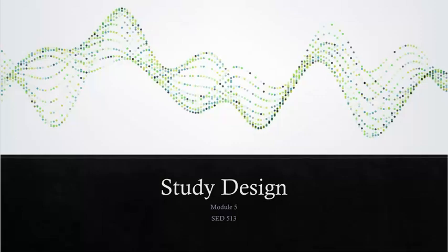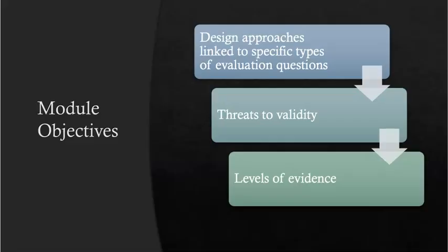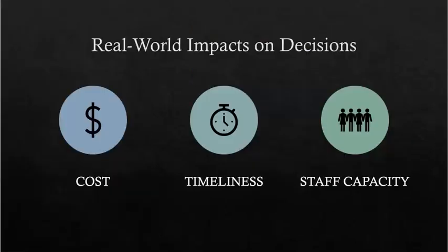After this module, you will be able to list out a variety of design approaches and how they are linked to specific types of questions, identify potential threats to the validity of your evaluation, and evaluate your design based on two different tiered systems of levels of evidence. The questions you previously wrote will guide you in selecting the appropriate evaluation design.